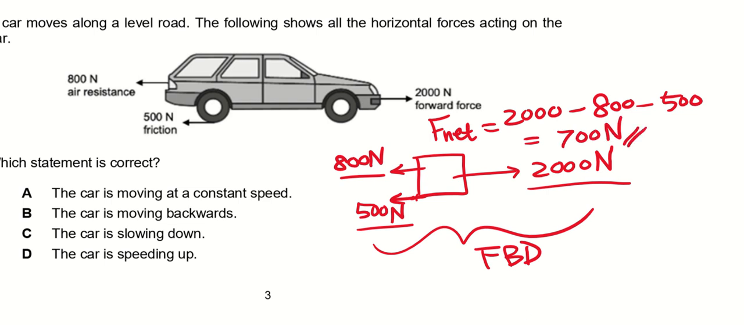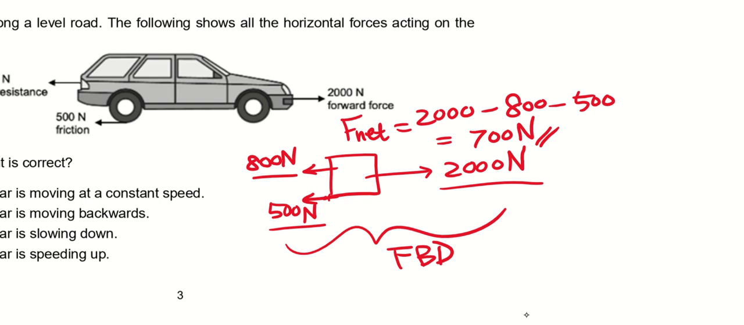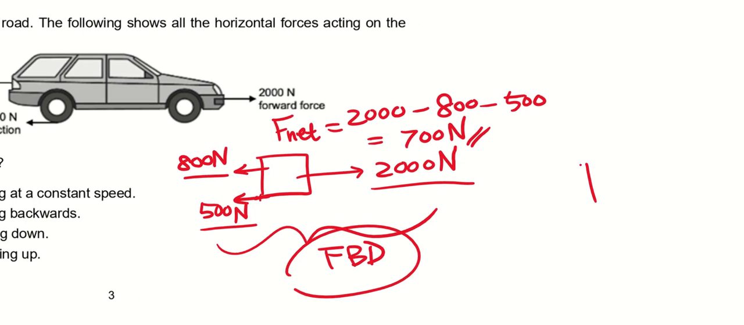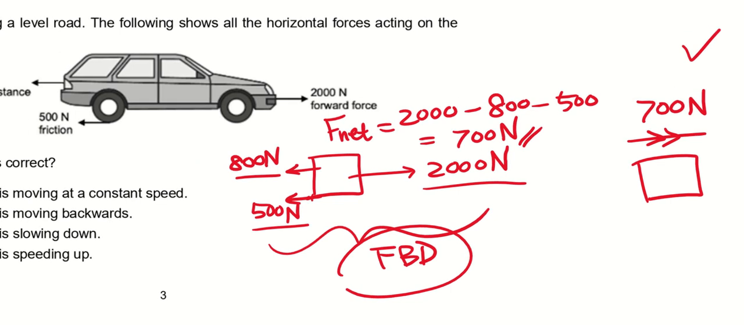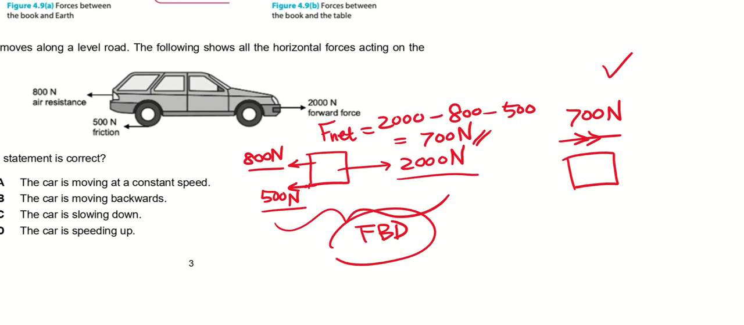So this is my F net, meaning I can replace this diagram with, let's say, the car, and just draw my resultant force of 700 Newton. Okay, and this is what you must be able to do. You have to arrive at the resultant force.